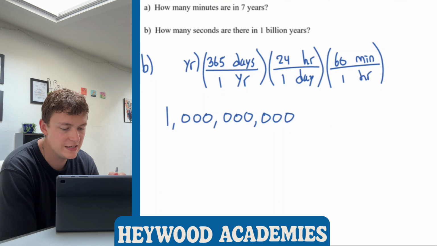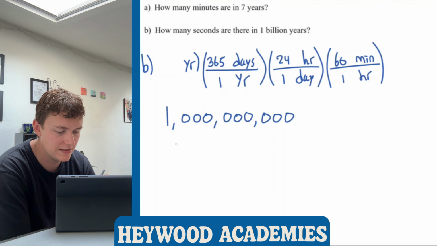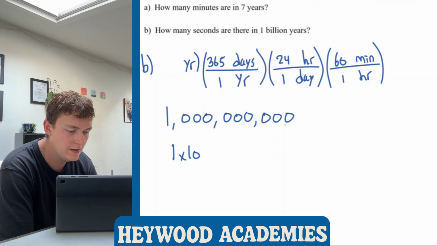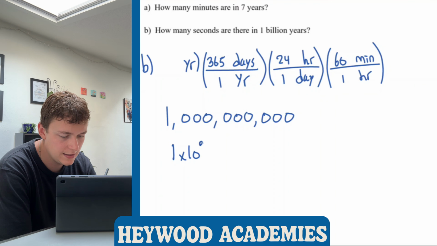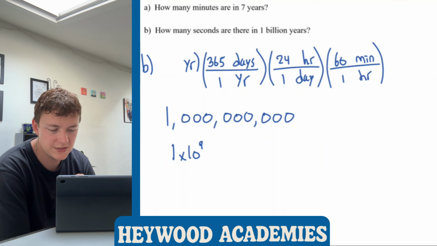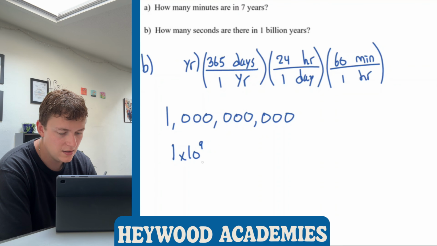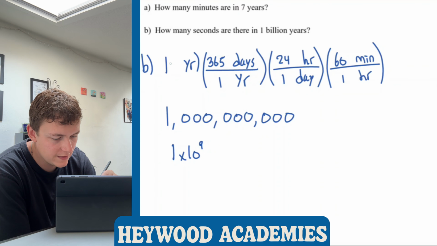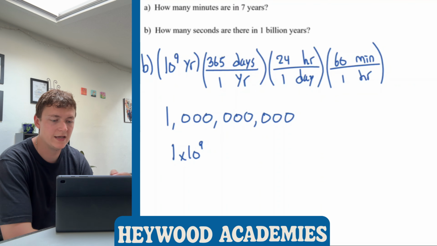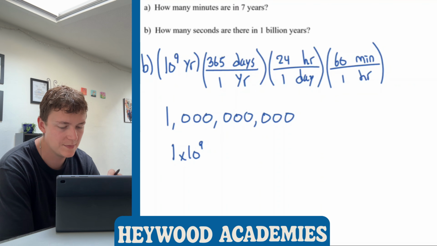I'm going to make this a little bit easier for myself and write this in scientific notation. I'm going to go 1 times 10 to the power of 9. Okay, so 1 billion is the same as 1 times 10 to the power of 9. So I'm going to write that right here, 10 to the power of 9. I'm going to get rid of the 1 there because it doesn't really make a difference. 1 times anything is the same number.